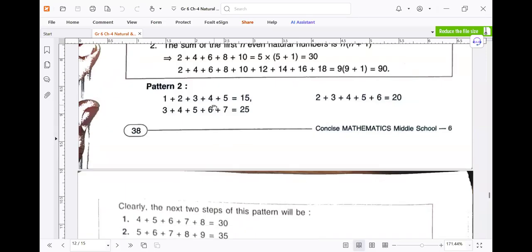So now you have the pattern. Now see the advanced pattern. You got this 2 plus this plus this plus this.